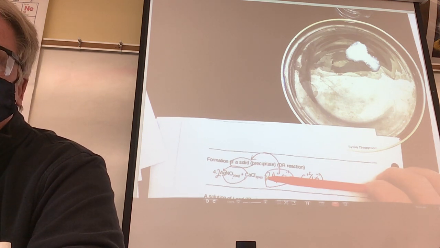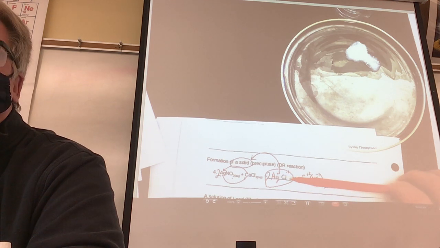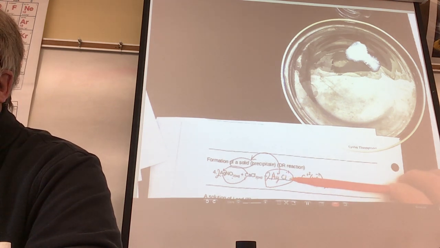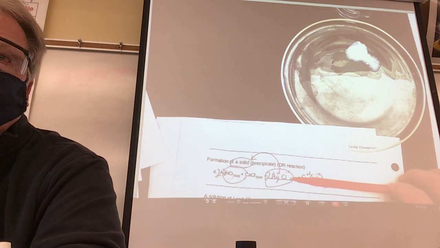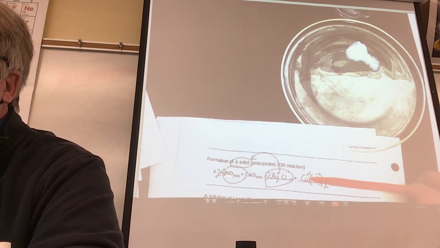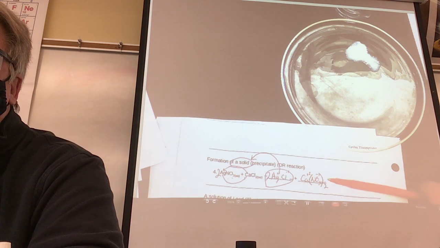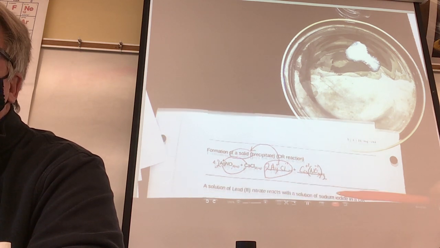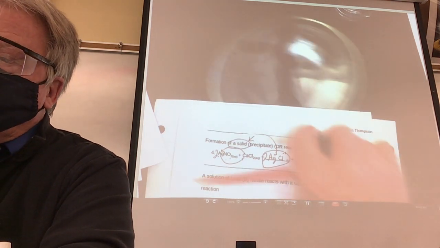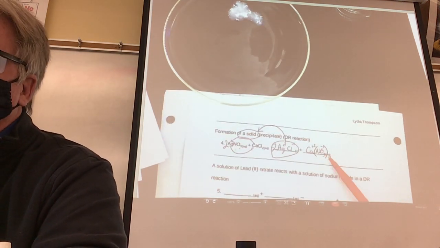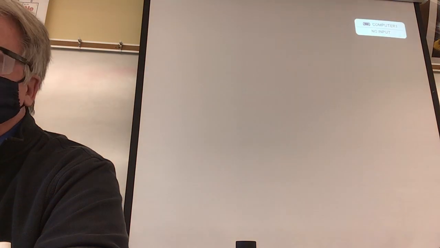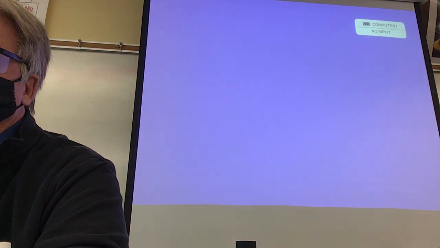Silver's +1. Chlorine is -1. What's the other product? Calcium nitrate. Calcium what? Nitrate. Calcium's +2. Nitrate is -1. Everybody get that? Now we go ahead and balance it. I actually did this for the other class, but now you go ahead and get 2 nitrates here, only 1 nitrate here, so you put a 2 there. That's 2 silvers, 2 silvers.